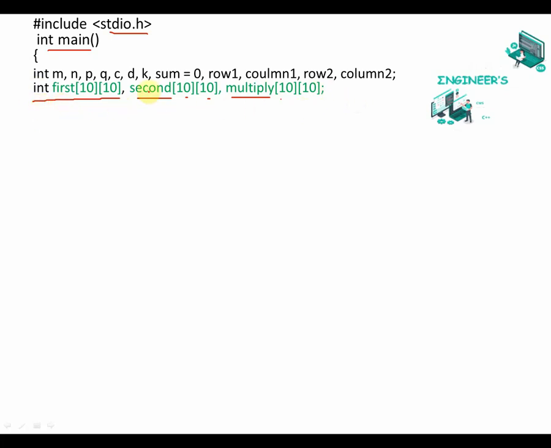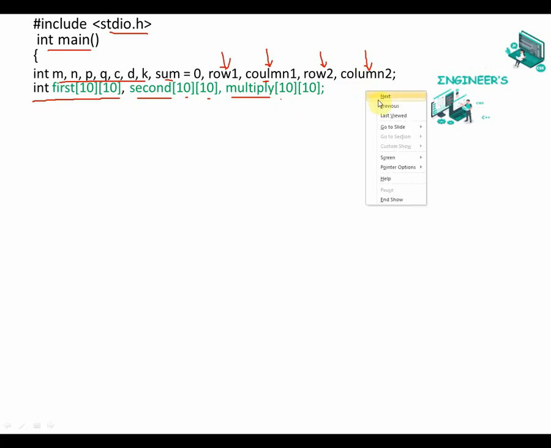Now once you are done with all the declarations, there are some variables I might require in the code also. Now this row1 is the variable to store the number of rows in the first matrix. This column1, oh there's a spelling mistake over here, it's column actually. This variable would be storing the number of columns in the first matrix. This variable will be storing the number of rows in the second matrix, and this variable will be storing the number of columns in the second matrix.